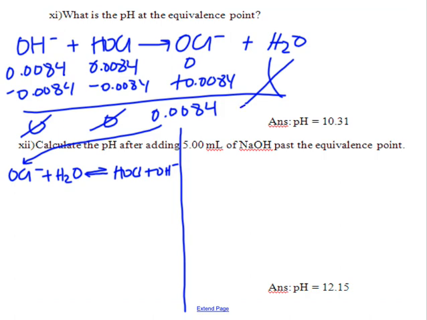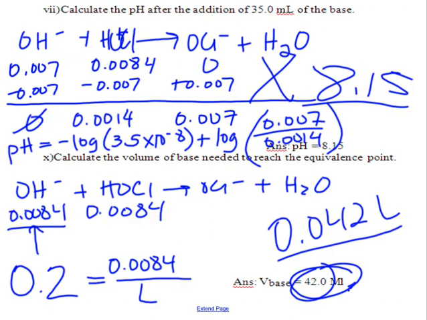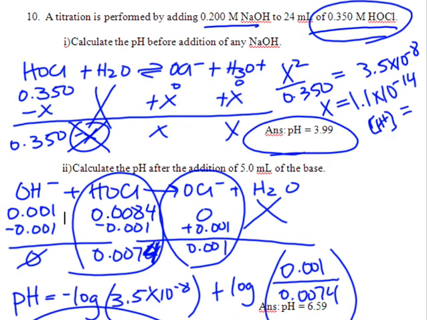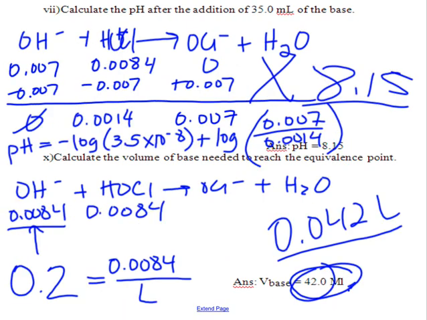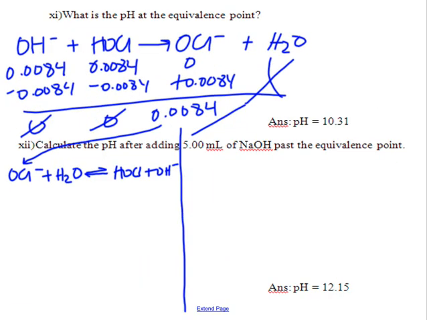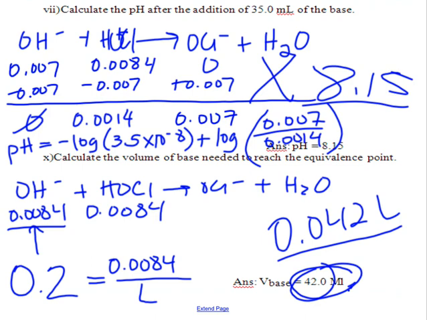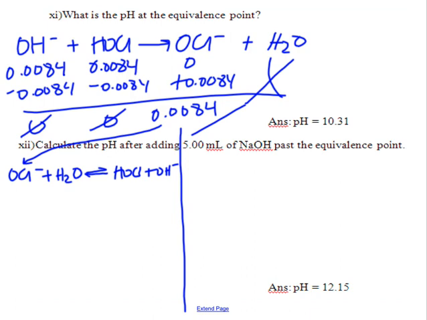It's got to be in concentration. So we've got to figure out how much volume we had. We haven't divided in a long time because it's been a buffer. We had originally 24 mils of acid, and we had how many mils? We just figured it out. 42 mils. So 24 plus 42, 66. So divide by 0.066 liters.